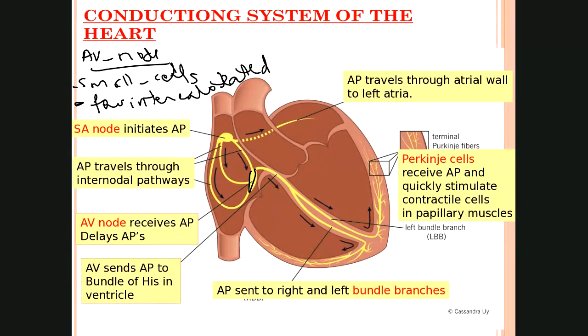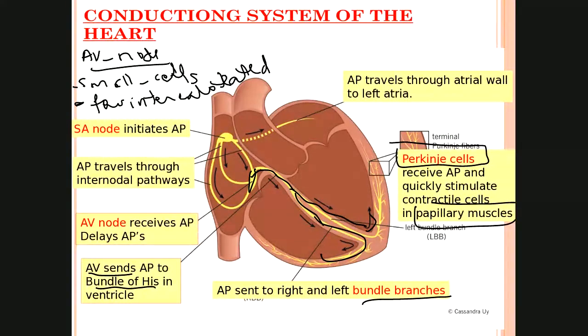Once the signal leaves the AV node, it travels through the AV bundle. The AV bundle also has another name, the bundle of His. The AV bundle splits into bundle branches, and the bundle branches then deliver the signal to Purkinje cells, which are found in the papillary muscles. So the first cells to contract in the ventricle will be the papillary muscle cells.